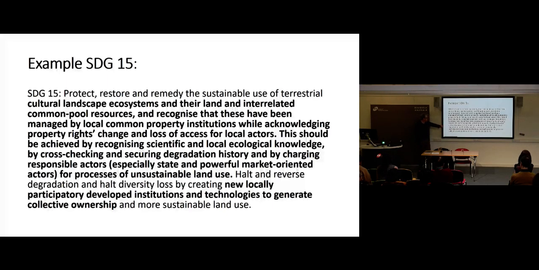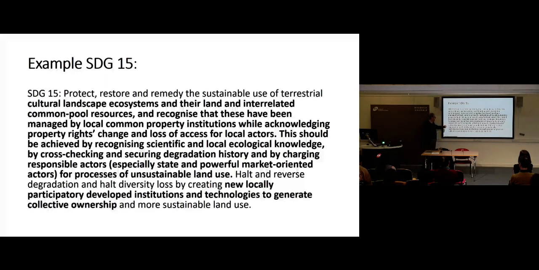This is important for cross-checking and securing degradation history. So let's check how it actually came about that in Zambia the fish stock is going down. What's the story? How did it happen? We need to know that. We can't just say it's going down. We have the figures. Tilapia and bream had been numerous there, and now we only find two, three species. This is not enough. We need to know that history.